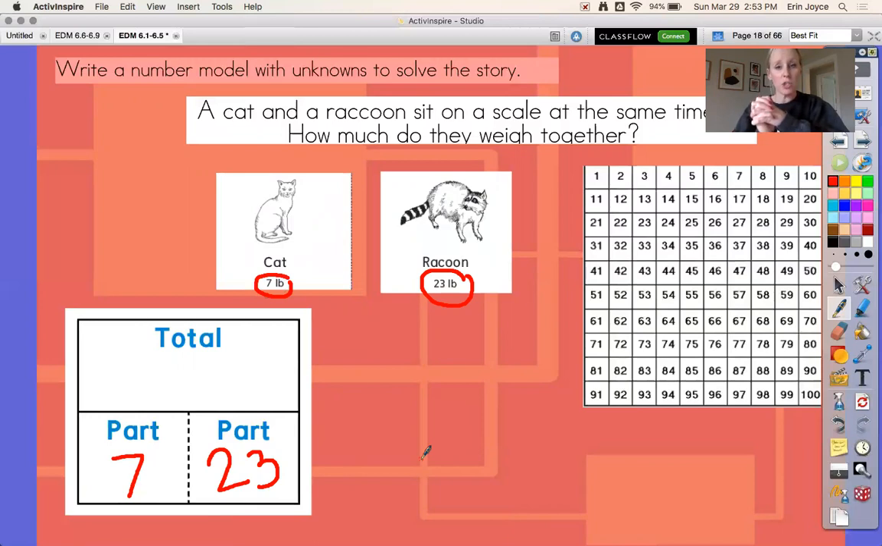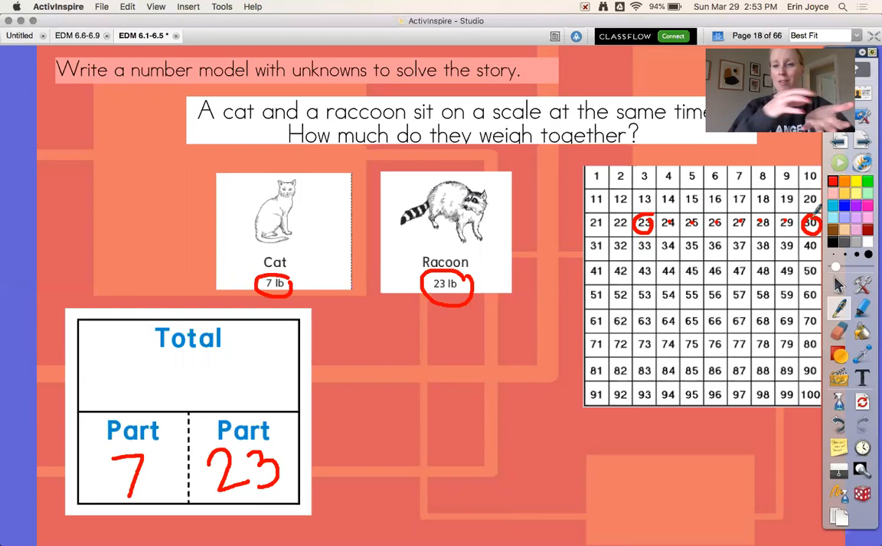Your best strategy when you're adding two numbers together is to always start with the higher number, the bigger number, and count up from there. So my bigger number here is which one? It's the raccoon, right? So the raccoon is more. Let me start at 23 and I'll count up 7. Go ahead and do it with me. 1, 2, 3, 4, 5, 6, 7. Where did I end? I ended at 30, right?